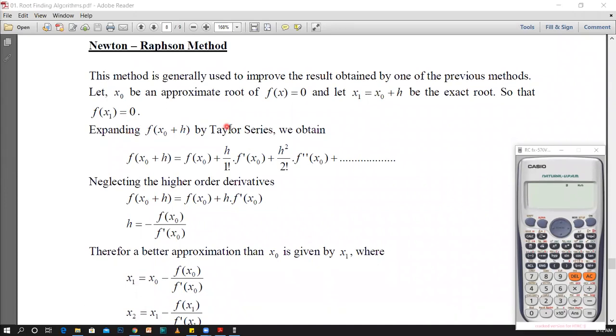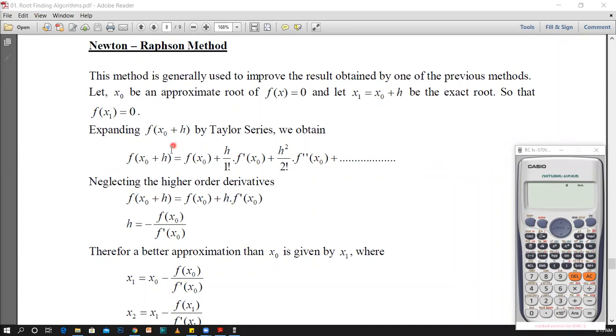Now there is a concept called the Taylor series. If you have the function f(x naught plus h) and you expand it using the Taylor series, we can obtain it in this form. f(x naught plus h) can be written as f(x naught) plus h divided by 1 factorial into f dash x naught, where f dash x naught is the first derivative of the function f at the point x naught, plus h squared divided by 2 factorial into f double dash x naught, the second derivative of function f at the point x naught. Likewise, you can continue this up to infinity.